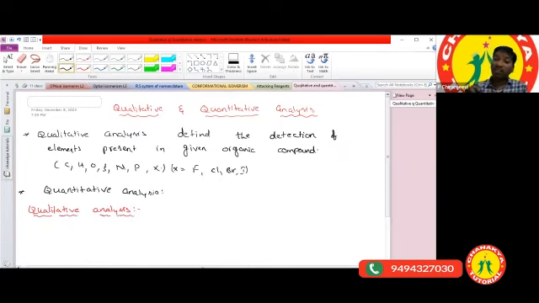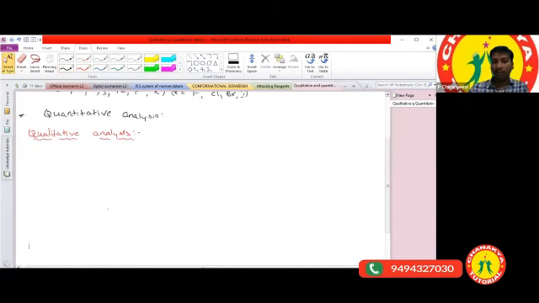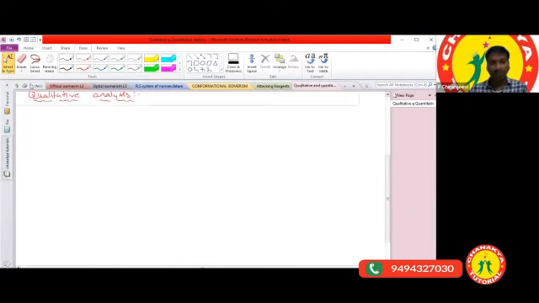In the detection process, we use some chemical methods. By using chemical methods, we can find out the elements present in a given organic compound. That is called qualitative analysis. In this one, first is detection of carbon and hydrogen. What is the first one here? Detection of carbon and hydrogen.